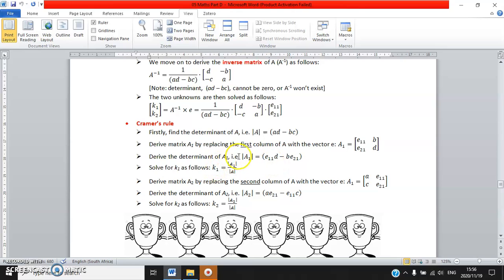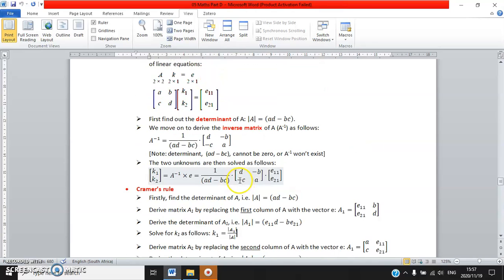And then for this matrix A1, we derive the determinant. So it is E11 times D minus B times E21. And then finally, we solve for the first unknown K1 as follows. Determinant of A1 divided by determinant of A. Okay. And then we derive the next matrix, matrix A2.